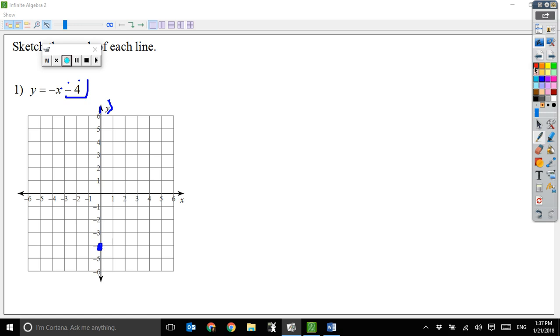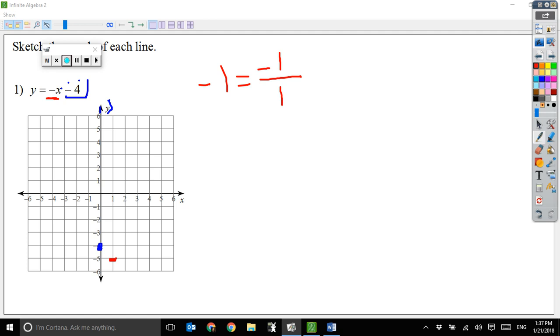Then I'm going to find the slope. Here I just see a negative in front of x, so I know that means -1. I usually want slope to be a fraction, so I can say that -1 is the same thing as -1 over 1. Making a whole number a fraction, I just put 1 at the bottom. So now I can start at the point I just made at -4, and because it's negative, I'm going to go down 1, right 1, and we'll put a point.